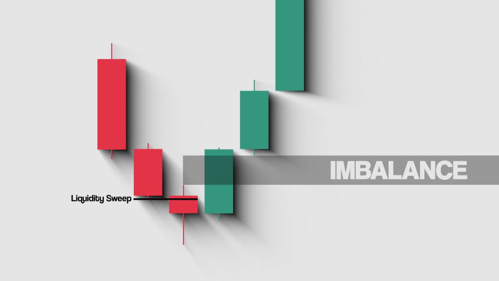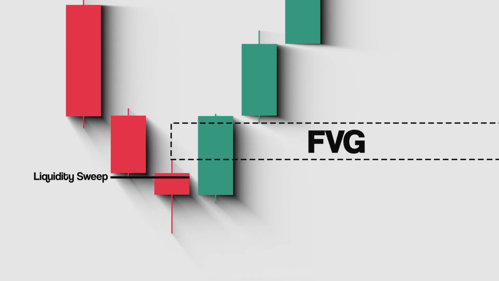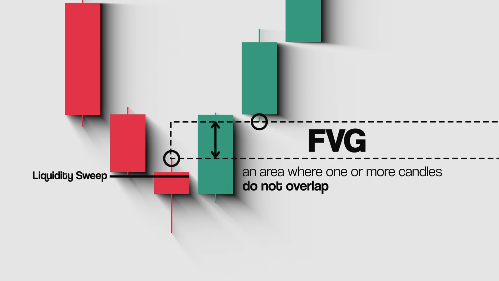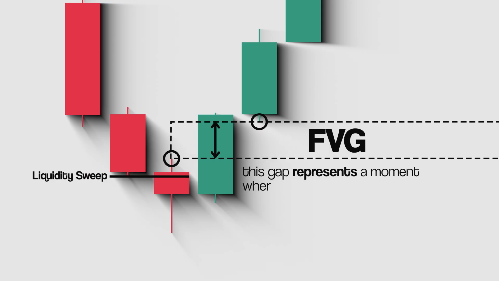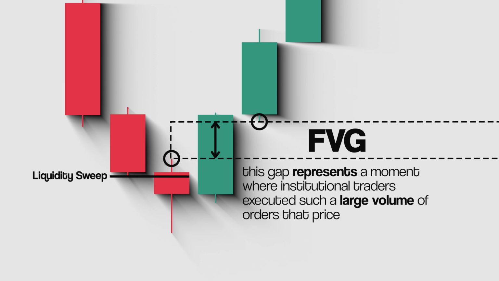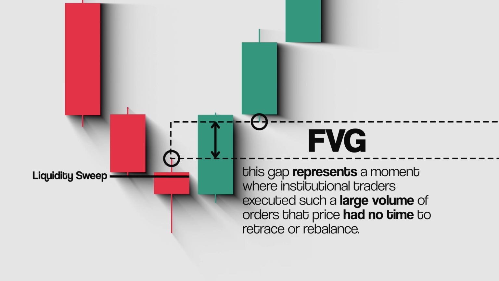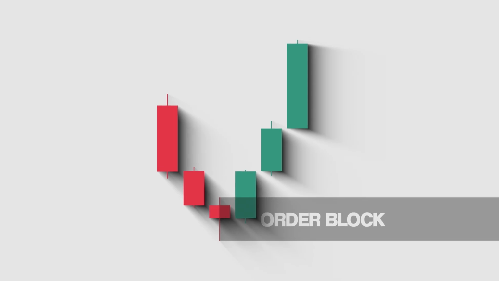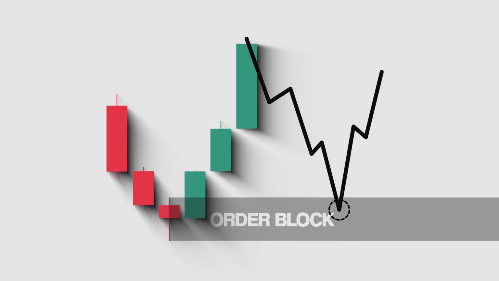On the chart, this imbalance appears as a fair value gap, an area where one or more candles do not overlap each other. This gap represents a moment where institutional traders executed such a large volume of orders that price had no time to retrace or rebalance, and it dramatically increases the probability of a strong reaction when price returns to the zone in the future.